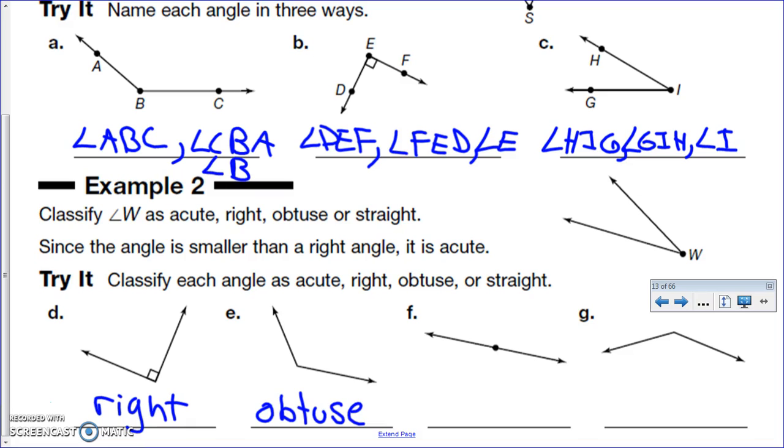For F, we have a straight line, and that means it's also a straight angle. And finally, for G, again, that is wider than 90 degrees, but less than the straight line of 180, so it's also obtuse.